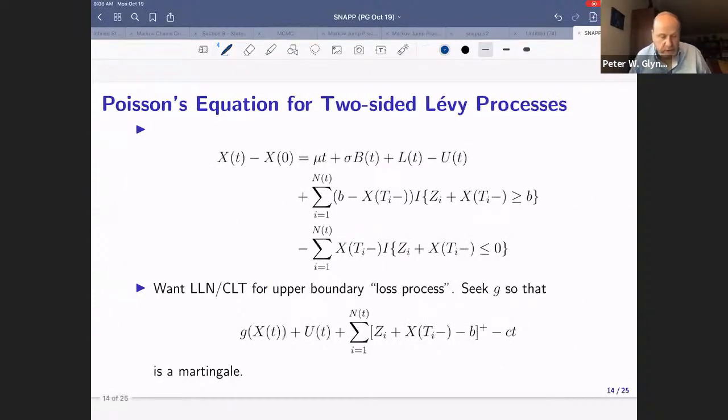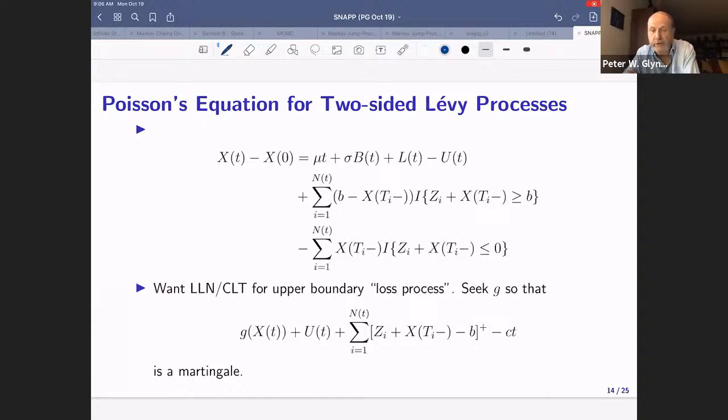So that is an illustration of how Poisson's equation generalizes from simple additive functionals that are integrals over the state space into more complicated boundary functionals, like the pushing process U(t) at the right boundary, the so-called loss process in that queue.